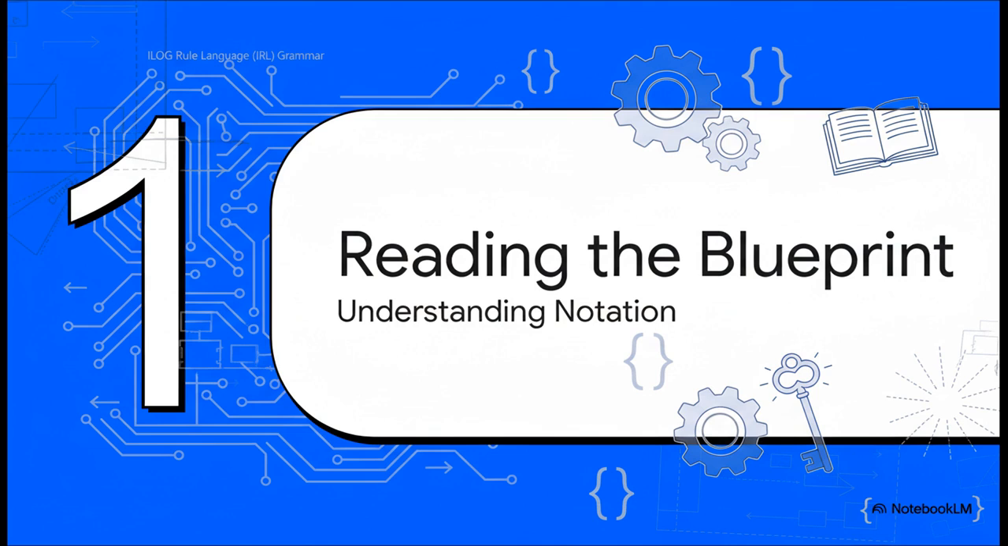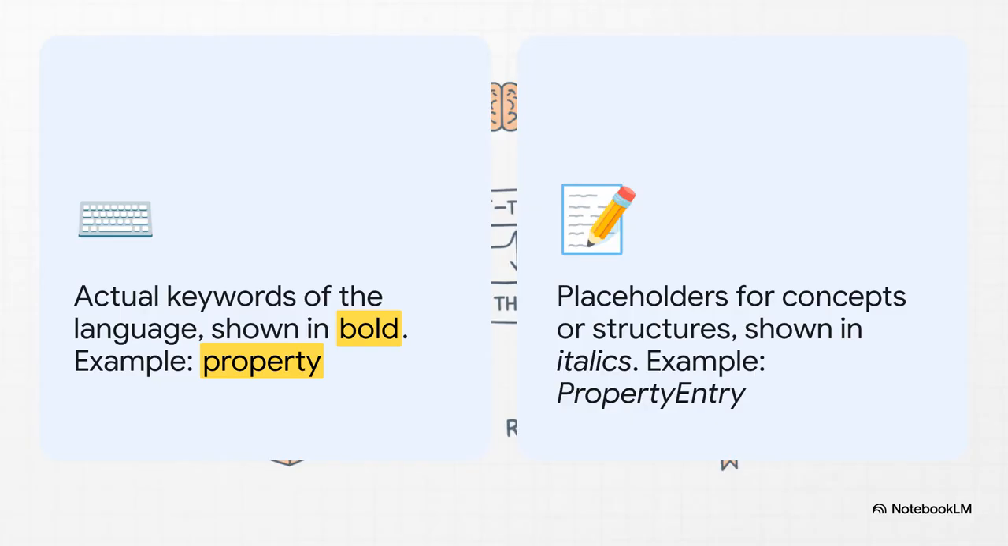Before you can write in any language, you have to understand how its rules are written down, right? This first section is all about learning to read that formal grammar notation. Trust me, it's the key that unlocks everything else. When you look at the grammar notation, it really just boils down to two key things. On one hand, you have the actual literal keywords of the language, like rule. Those are always shown in bold. And then you've got these placeholders for bigger ideas, which are shown in italics, representing structures like an entire rule definition.